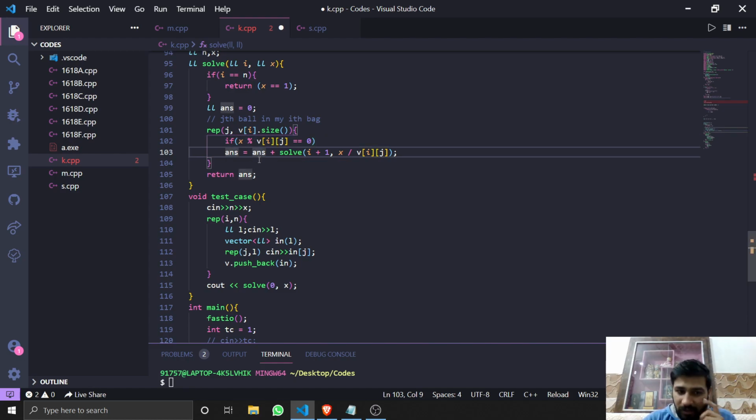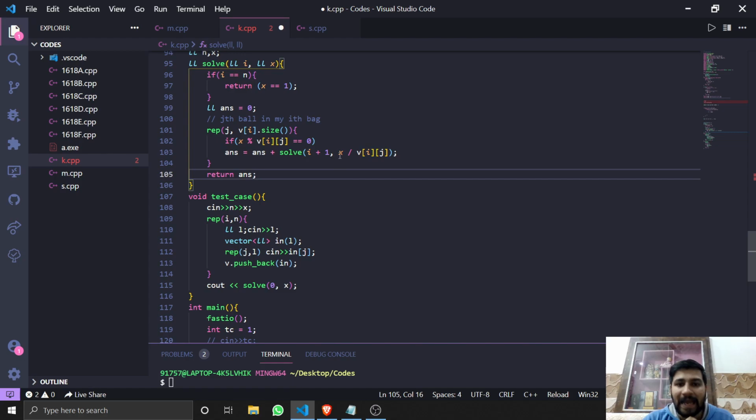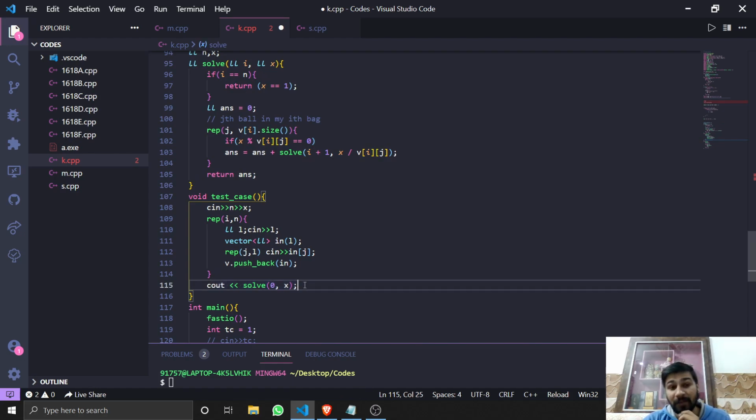So what I would do is update my answer as answer plus the number of ways that I have found out till j minus 1, plus now I will go to the next bag, because I only have to pick one ball from each bag, and I will divide my x by the value of the ball that I have picked currently, which is v of ij. And at the end I will just return the answer. So at the end it will return me the number of ways by which I can pick one ball from each bag such that the product of these n chosen balls is equal to x.